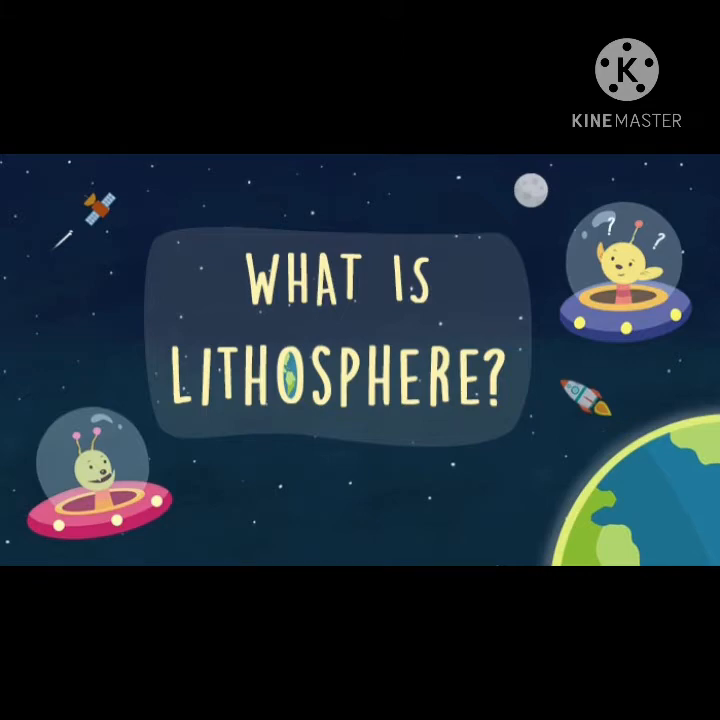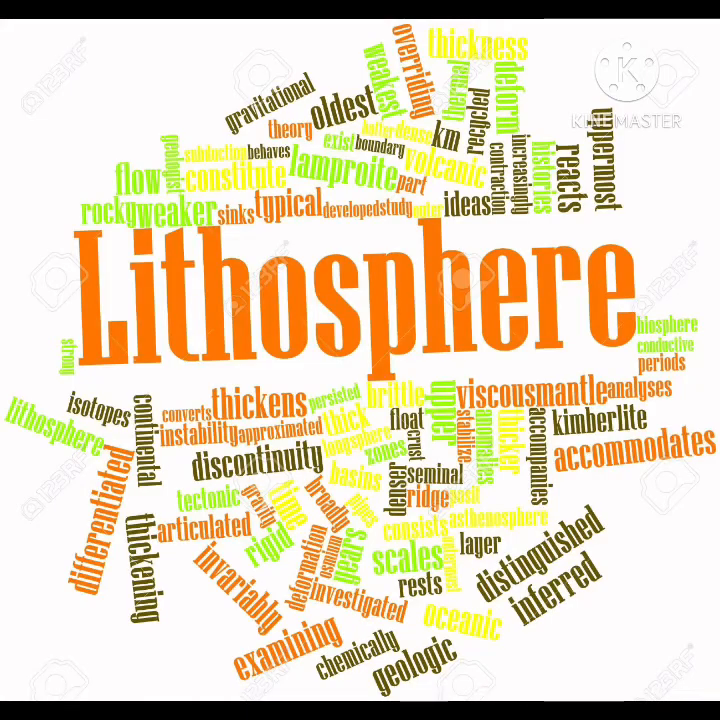Children, as we all know, earth is made up of so many layers. The layer which is the outermost, or we can say the solid portion of the earth on which we live, is known as lithosphere. Now where does this word lithosphere come from? The word lithosphere has been derived from the Greek word lithos, which means rock. Therefore, the lithosphere is made up of solid rocks and layers of soil.